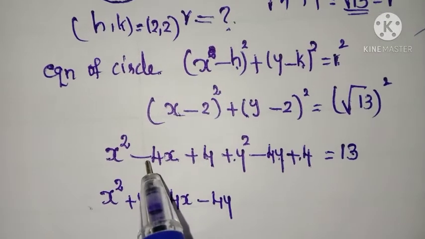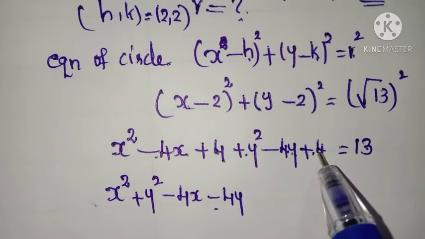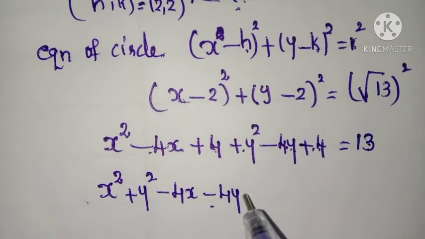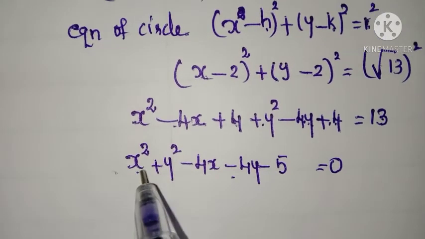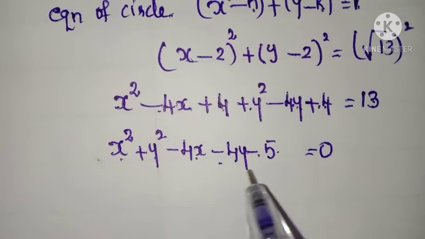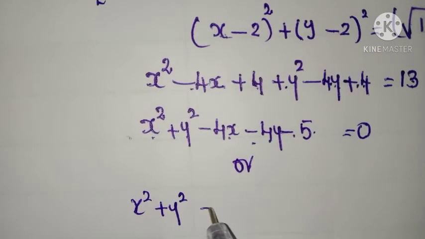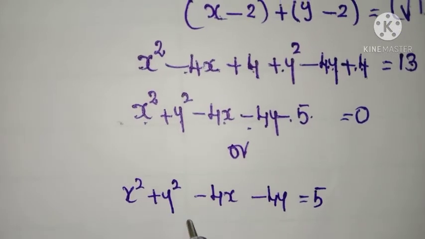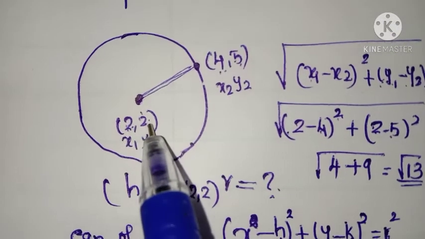Now arrange these terms: x square plus y square minus 4x minus 4y. Now the constant terms, 4 plus 4 is 8. This becomes minus 13. So 8 minus 13 is minus 5, equal to 0. So x square plus y square minus 4x minus 4y minus 5 equal to 0, or x square plus y square minus 4x minus 4y equal to 5 is the equation of the circle passing through 2, 2.